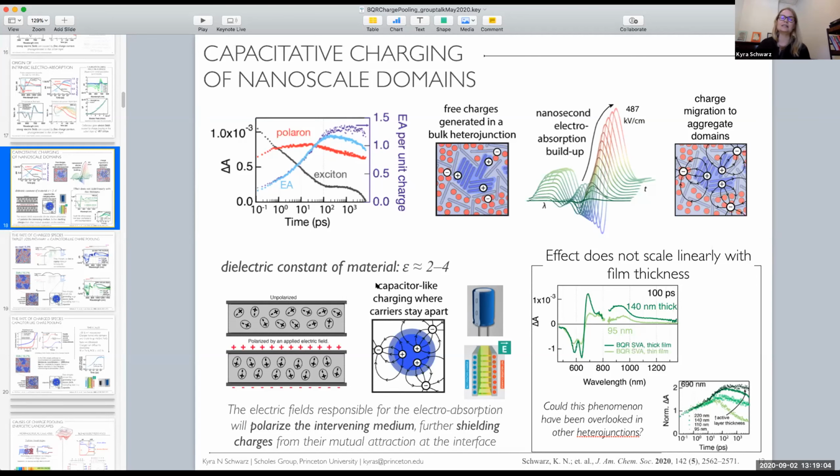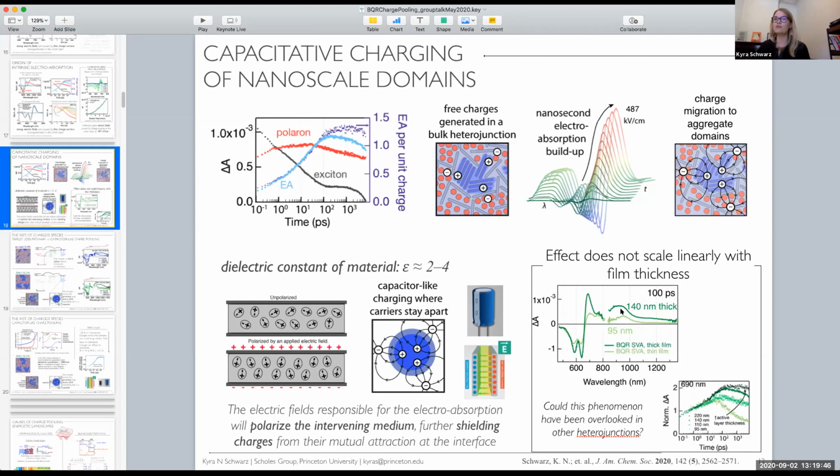And one interesting thing to add is that we know that for these organic materials, the dielectric constant is pretty low. It's around 2 to 4. While this low dielectric constant is often seen as a disadvantage for organic materials, in capacitors, what you want in the intermediate material between the metal plates is something that is really low in dielectric constant, so that you can polarize that intervening medium. And that acts as further shielding of charges from mutual attraction, which are on these charged metal plates. So we really think that this must be happening at this intervening layer if you do have such large electric fields existing in this morphology.